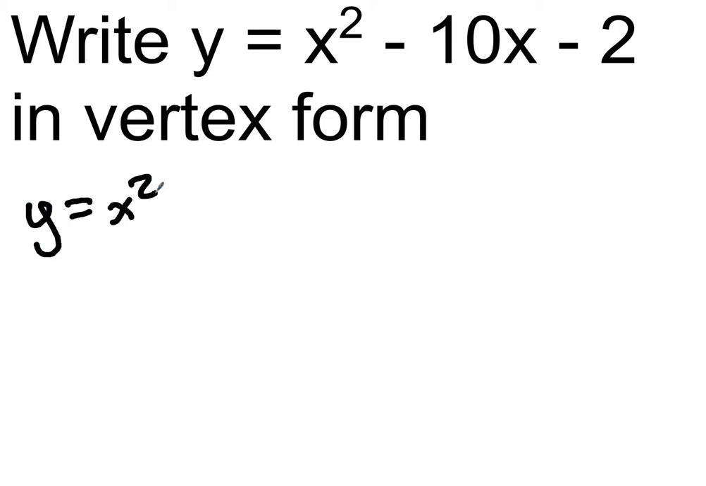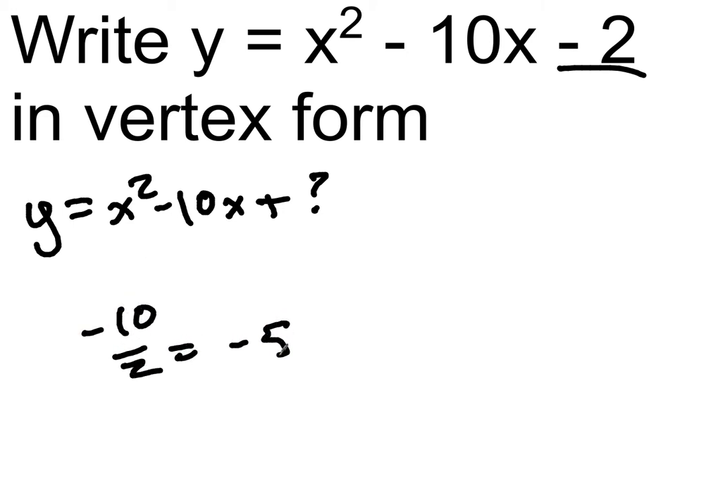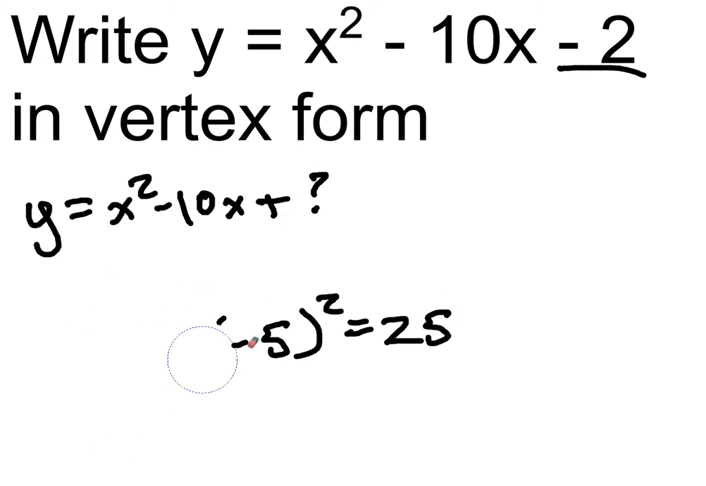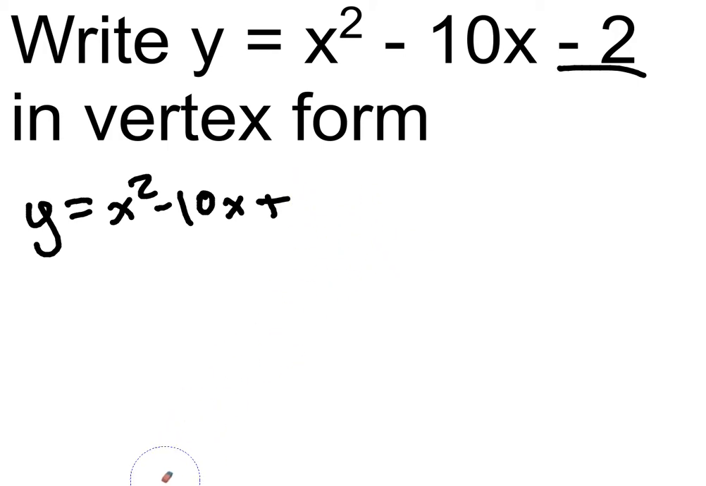Y is equal to x squared minus 10x plus what? What would we want to be right here if we could pick any value? Well, b divided by 2 is equal to negative 5. Negative 5 squared is 25. So I would want that to be 25 if I could. So I'll make it 25.